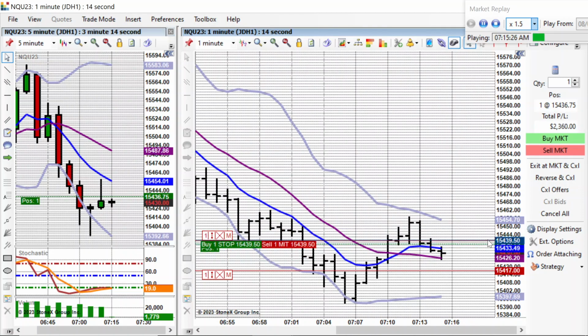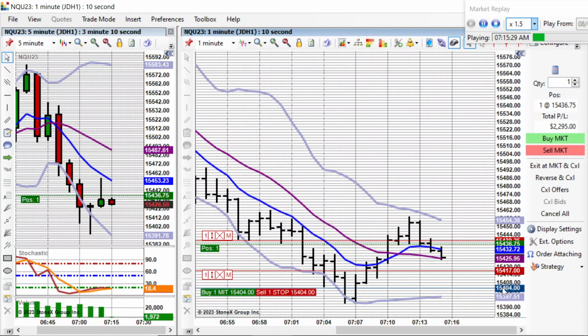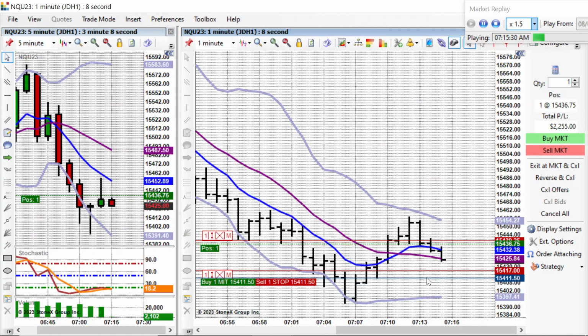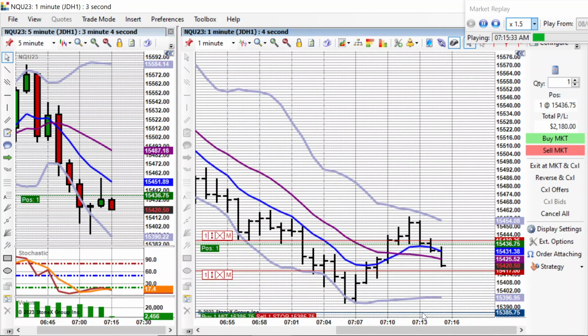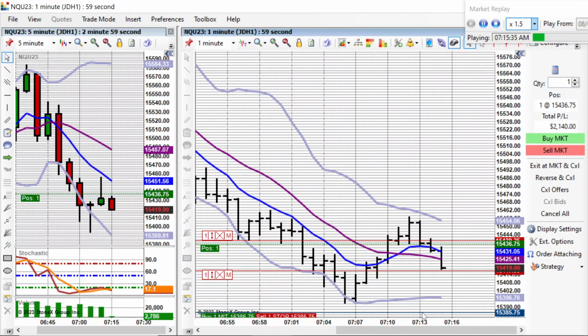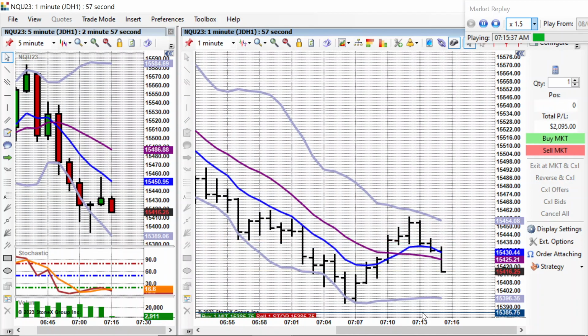So I moved my stop loss here to break even. And hopefully that catastrophic loss doesn't get hit first. Yeah, it looks like it's going to hit. So that's my first loss of the day.